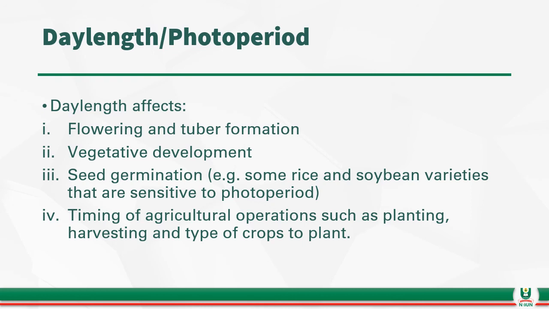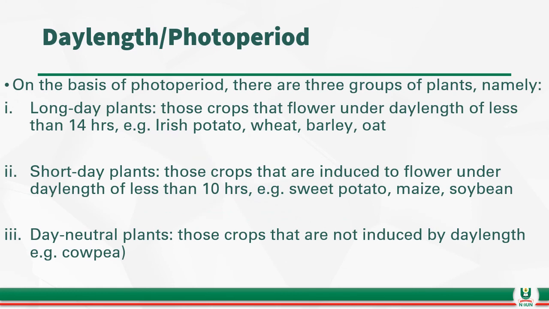The timing of agricultural operations such as planting, harvesting, and types of crops to plant is also important in relation to day length. On the basis of photoperiod, there are three groups of plants. We have the long day plants, which grow or flower under day length of less than 14 hours. For example, the Irish potato, wheat, barley, oats. These crops flower under day length of less than 14 hours.